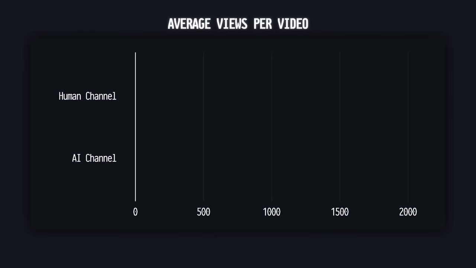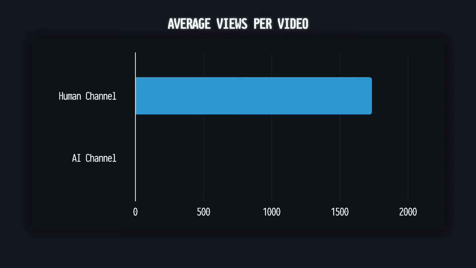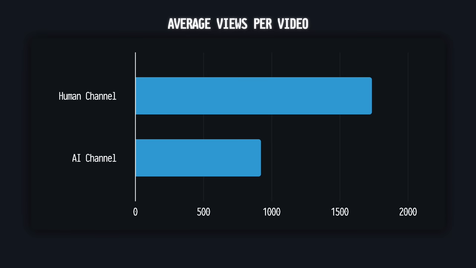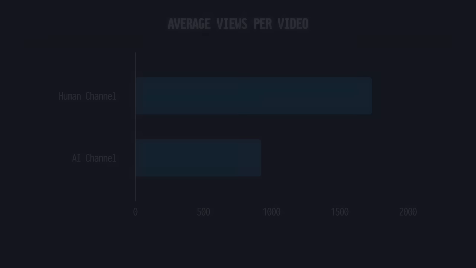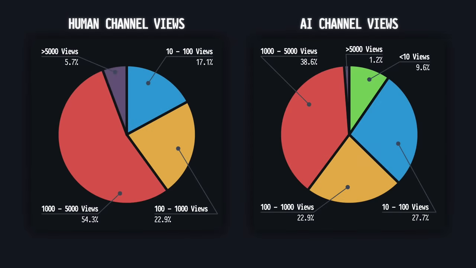The AI channel did get more views in total than the human channel, but that doesn't necessarily mean it made better content. For example, the human channel had an average of over 1,700 views per video, while the AI channel had about 900. Additionally, almost 10% of the AI channel's videos had less than 10 views, and most of the videos had less than 1,000 views, while the majority of videos on the human channel had over 1,000 views.